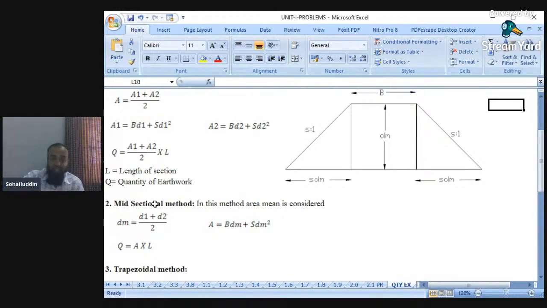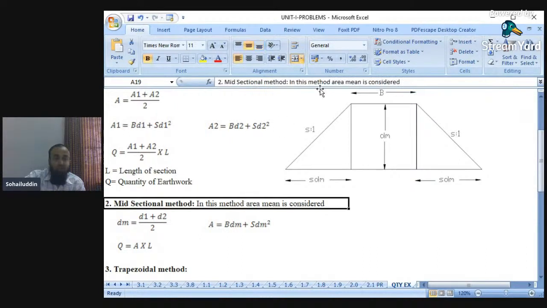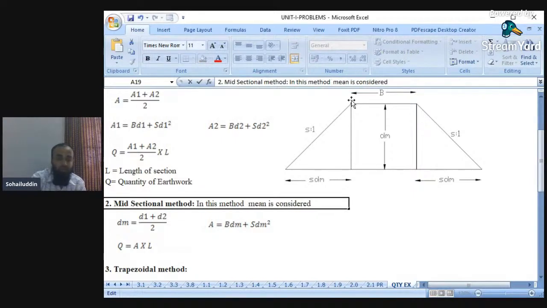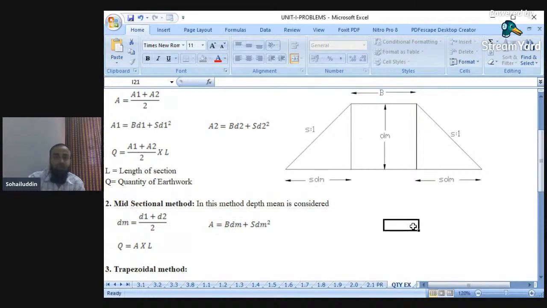Instead of area, we are taking the depth. Sorry, instead of width we are taking the depth. So dm is nothing but d1 plus d2 divided by 2 again. We are considering this as the mean depth. Actually this figure is for mean depth.